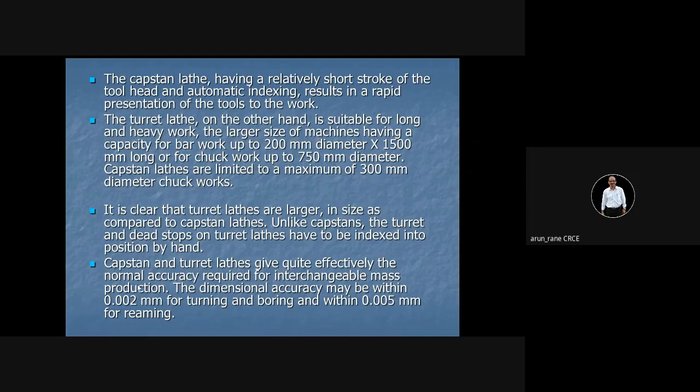Another most important difference is accuracy. In case of capstan lathe, the accuracy is more. So capstan lathe is more accurate than turret lathe. This is the most important difference. In case of capstan lathe, you can get an accuracy of 2 microns. 2 microns means 0.002 millimeter. Whereas in case of turret, you will get an accuracy of 5 microns. So generally the capstan lathes are more accurate. But the limitation is that capstan lathes are used for lighter work and not for heavier work.